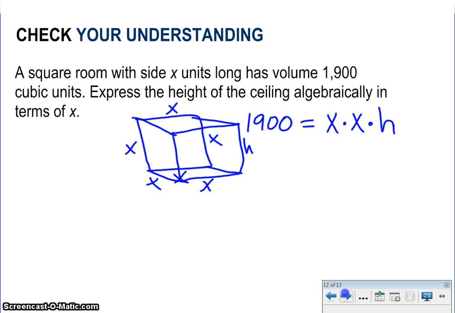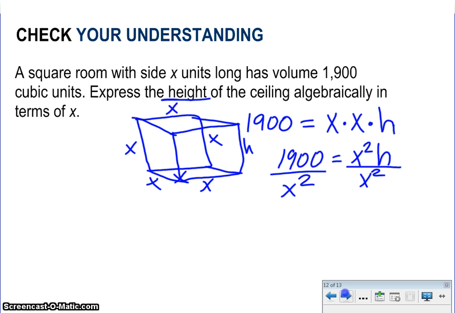And it says express it in terms of height. So we're looking at 1,900 equals X squared times H. We've got to get H by itself, so we're dividing both sides by X squared. And the height of this particular square room is 1,900 divided by X squared.